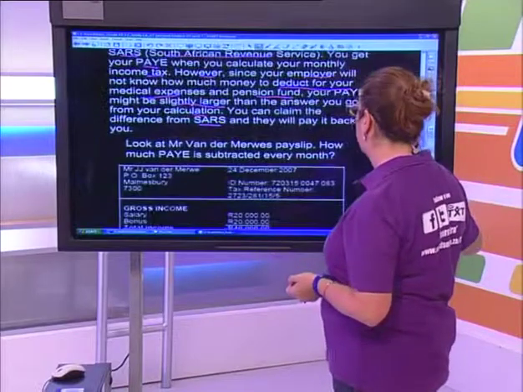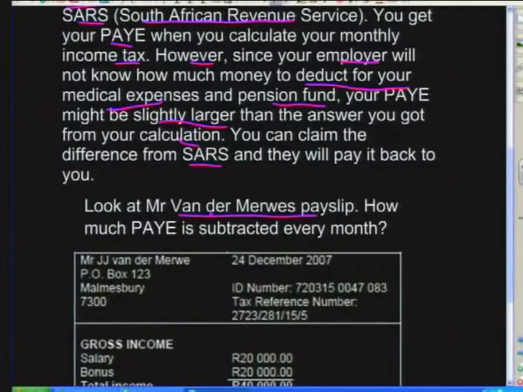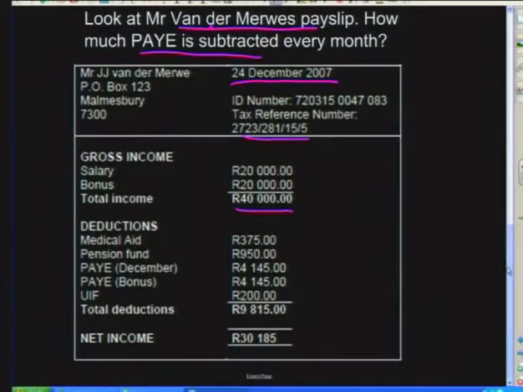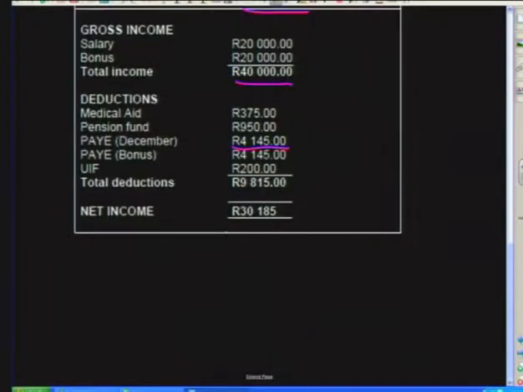So let's check Mr. van der Merwe's payslip. Look at Mr. van der Merwe's payslip, how much PAYE is subtracted every month. So we look at his payslip, we've got his name, we've got the date, so okay, that was for December, ID number, his tax reference number is important. There you see his salary. This is December, so he was getting his 13th check, so he earned a total of 4,000. There was medical aid being deducted, and a pension fund, but in December, the PAYE was 4,145. So the thing is, it said how much every month. So it was 4,145. That's the amount that was deducted.